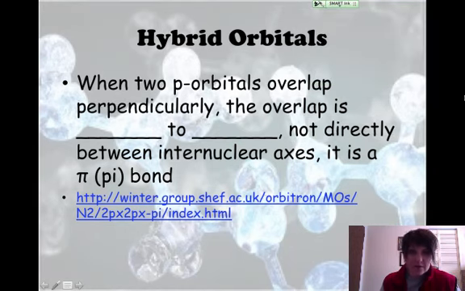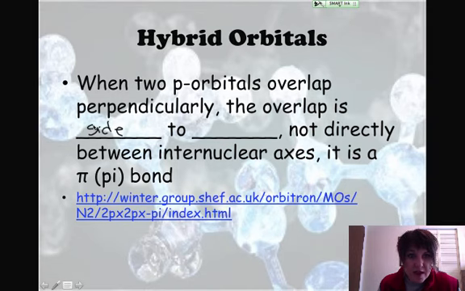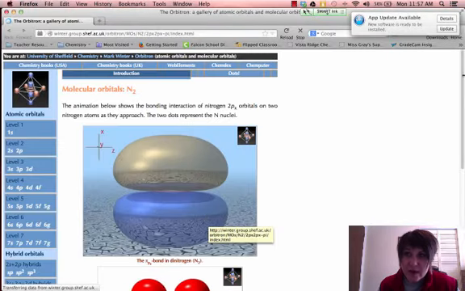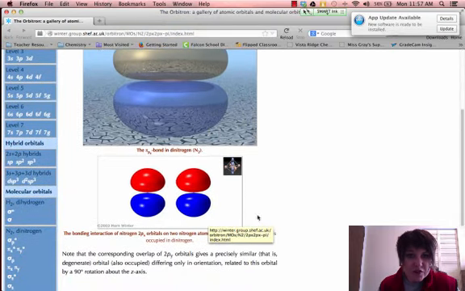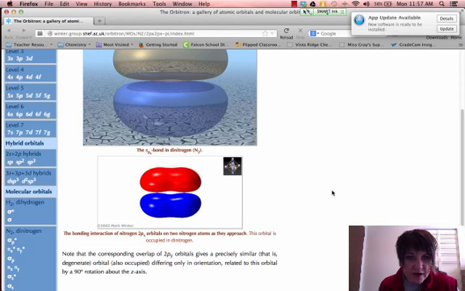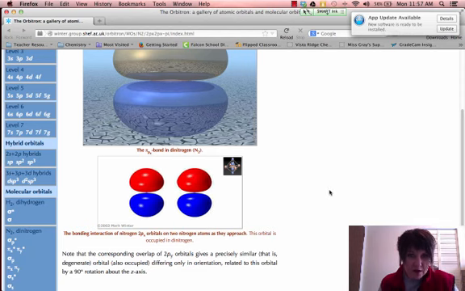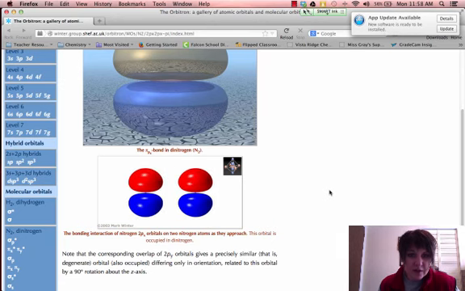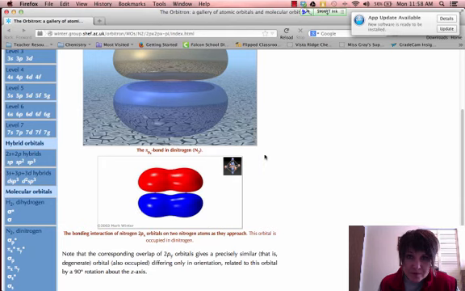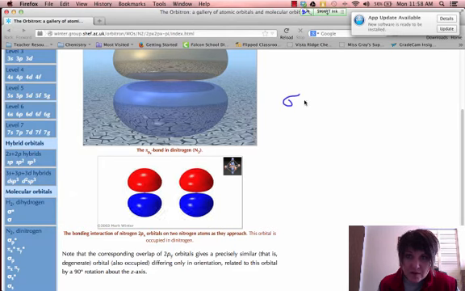When two p orbitals overlap perpendicularly, though, the overlap is side to side instead of directly between the internuclear axis. So in that case it's called a pi bond rather than a sigma bond. Let's have a look at the pi bond. Watch the two p orbitals interact side by side instead of directly on. You get both of the lobes, the red lobe and the blue lobe, merging together, and that's forming the pi bond.